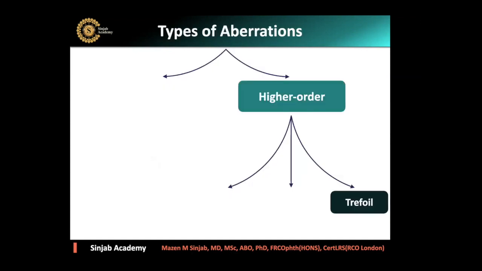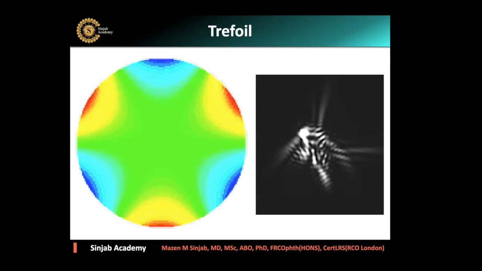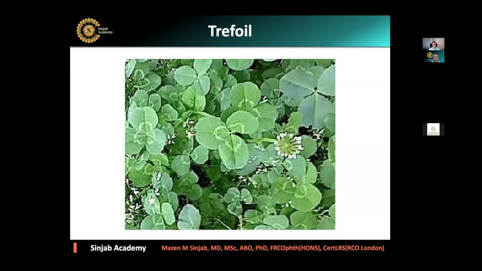What is the trefoil? The trefoil occurs when the periphery is affected. In the coma, the center is affected. Here, it is the periphery, and it will show the sign of a trefoil or Mercedes-Benz sign. This is why the trefoil is taken from this plant, which is trifolium.